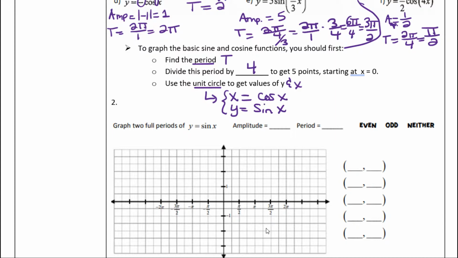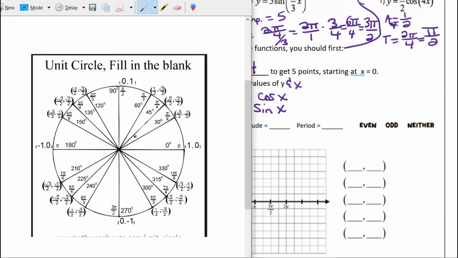In this unit circle here, I'll show you the unit circle real quick. You have x, y here, right? So x is the cosine and y is the sine. In this case, the 1/2 here is cosine, and the y, square root of 3/2, is going to be sine. Okay, so that's what I mean by that.